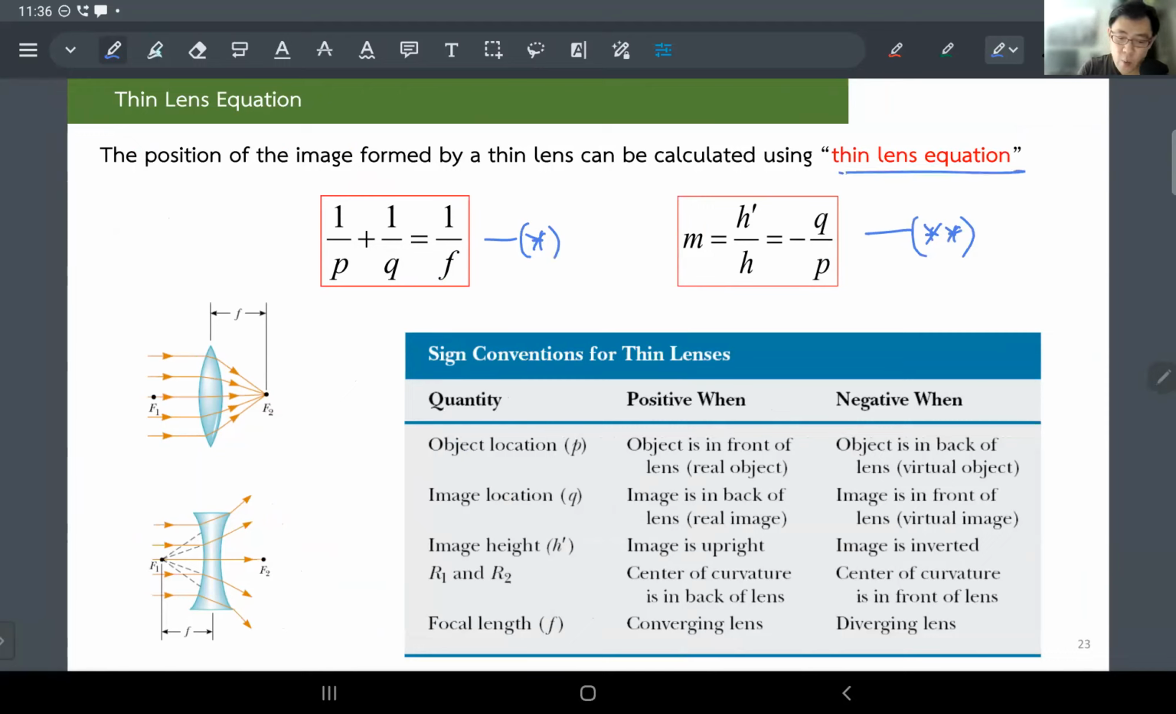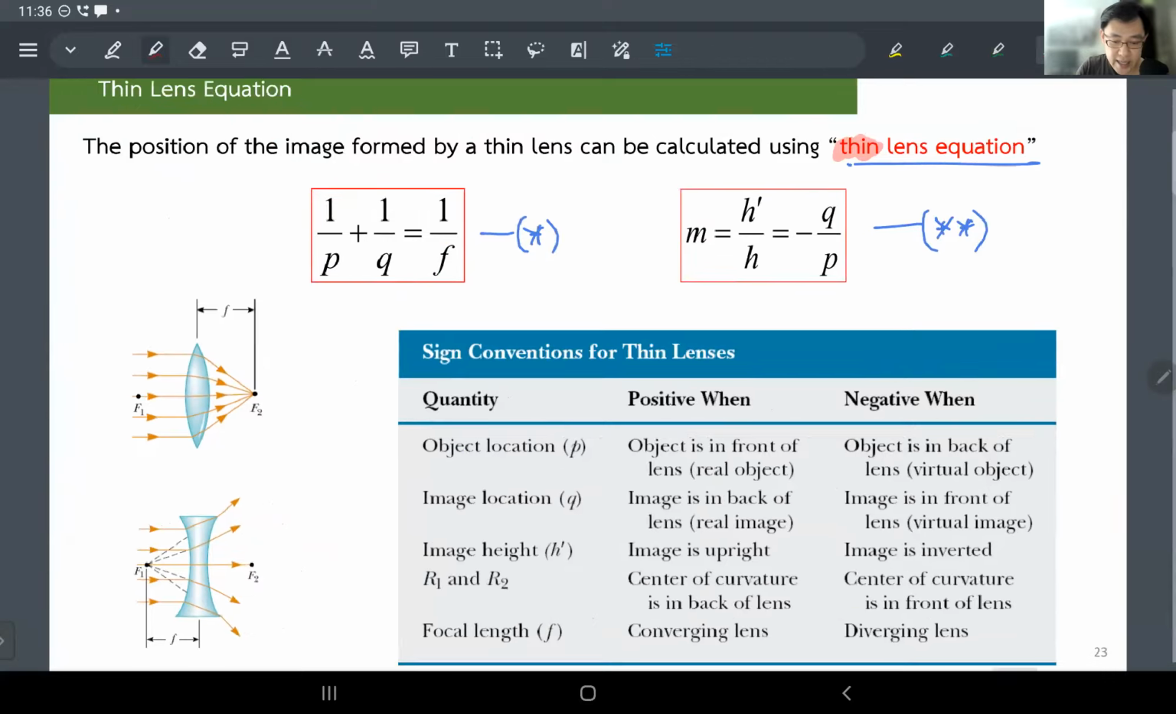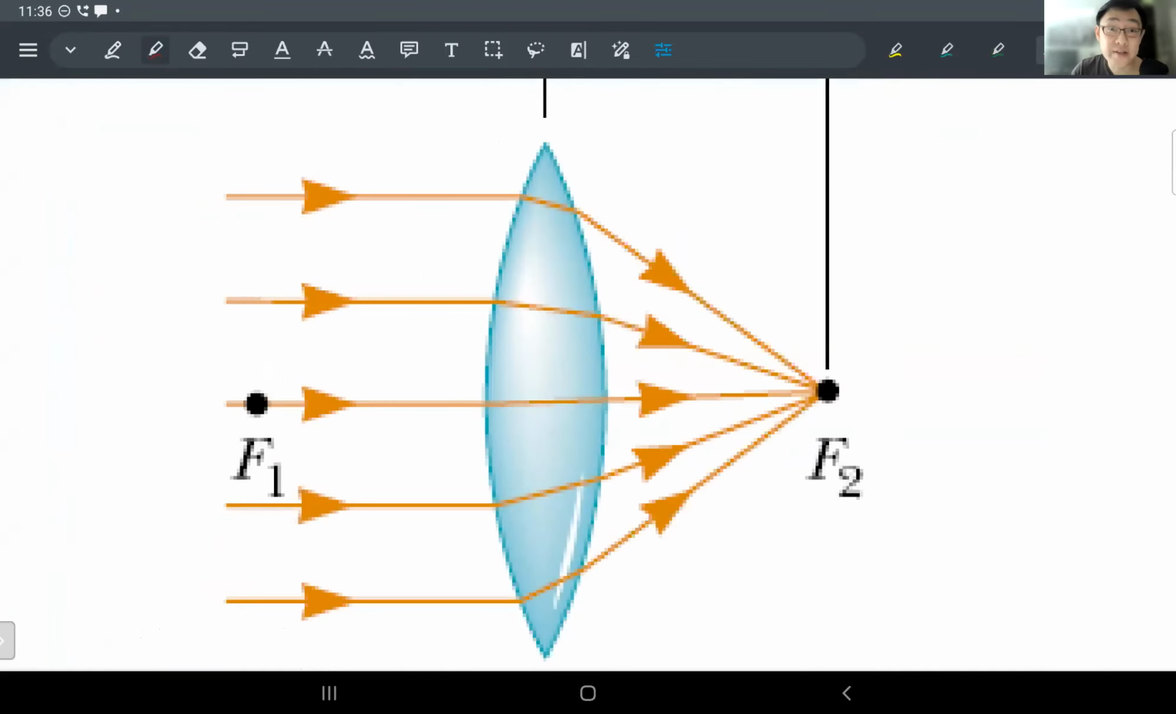You might be wondering why it has to be thin. The reason is that in reality, the thickness is supposed to have some effects. Don't forget that a lens requires two refractions. Every time light hits the first interface, it refracts, and on the way out, it refracts again. So in reality, the thickness of the lens has an effect on the final focal length, and there are some complications and other things that you need to calculate.